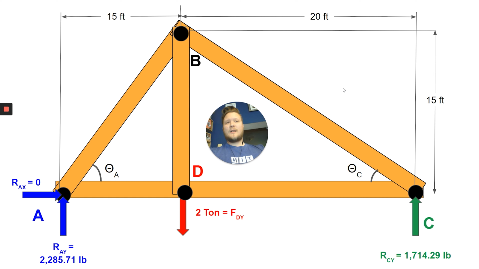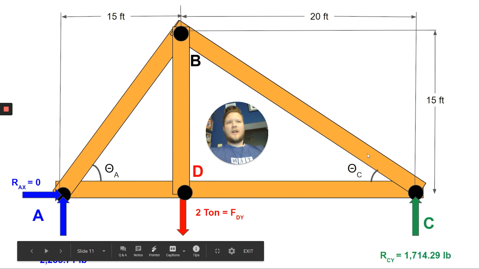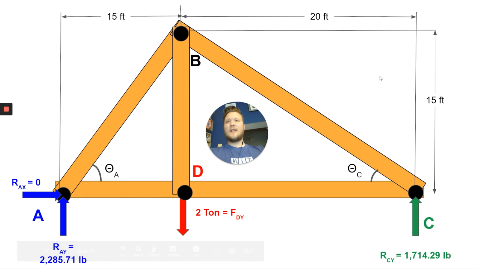So the next thing is we have to solve this truss using what's called the method of joints. We look at each joint, and we have to solve each member to figure out what forces are going on it. One of the things we need to be able to do that is these angles at joint A and joint C. Thankfully, we can get those angles with some basic trigonometry.